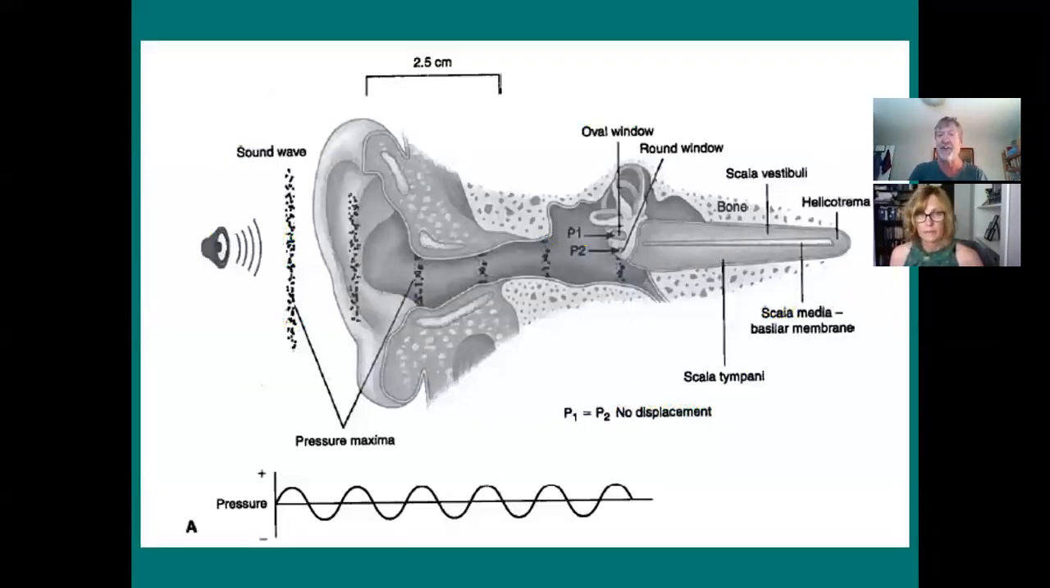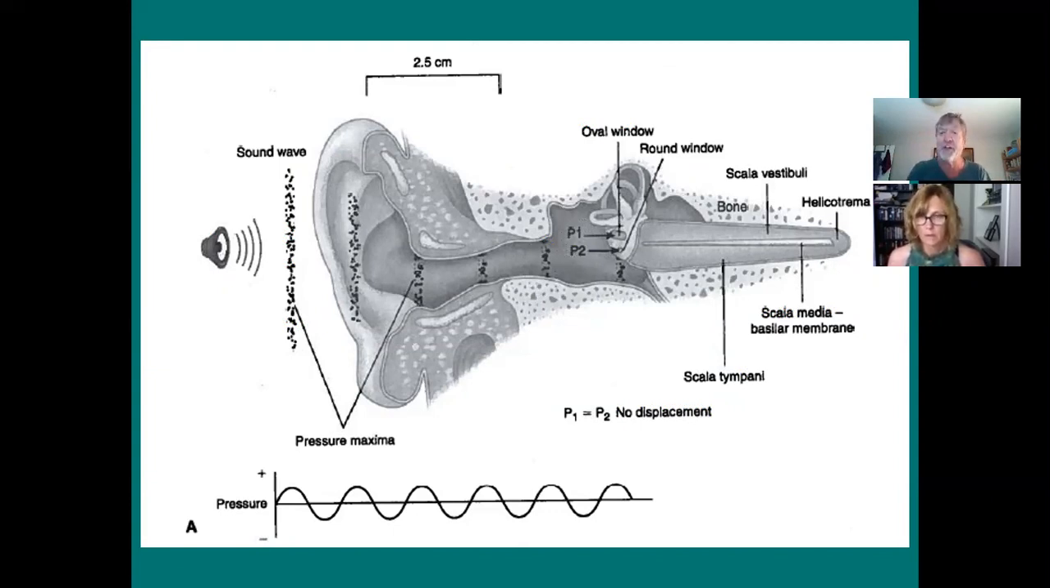And the answer is this. Look at the picture. You're seeing sound waves coming in, and notice the sound waves are hitting the oval window and round window at the same time. If that's the case, there's no interaction. There's no oval window pushing in and round window bulging out. There's none of that interaction, interplay. And that will happen in this case with no eardrum and no ossicles. Okay, the sound waves are going to hit the round and oval window at the same time.